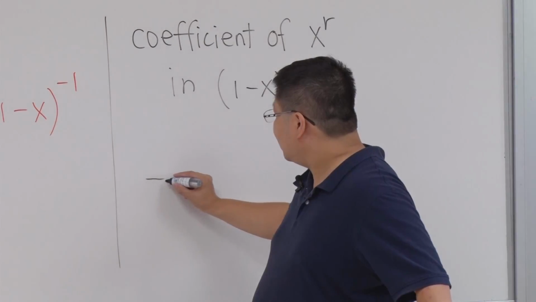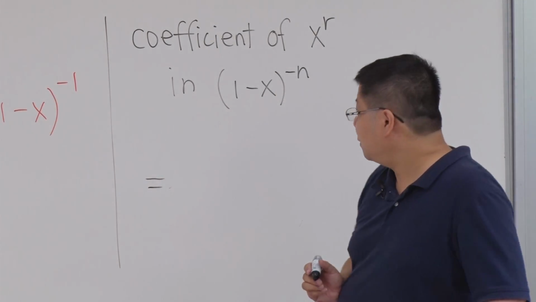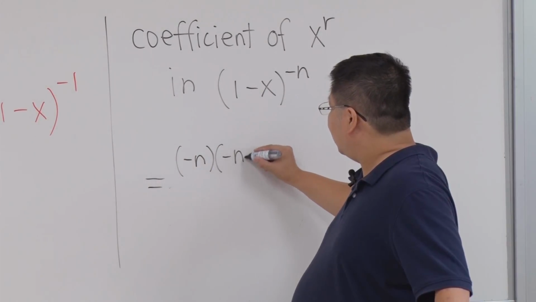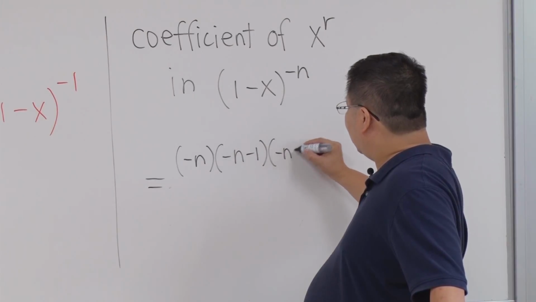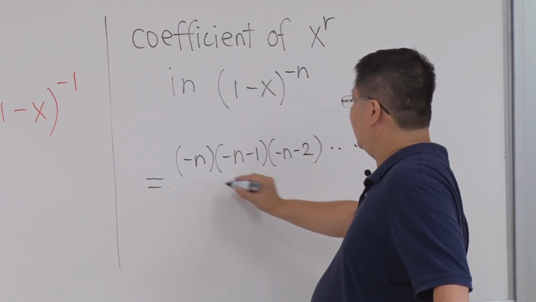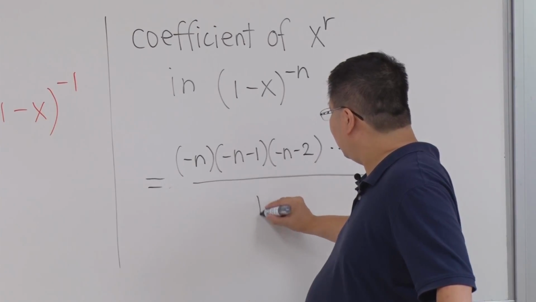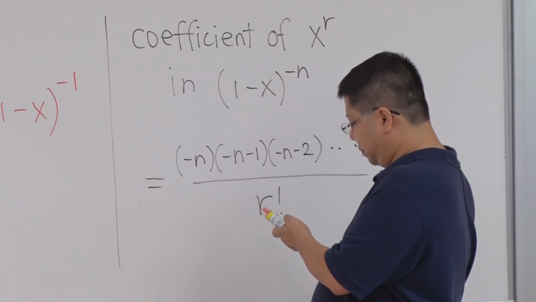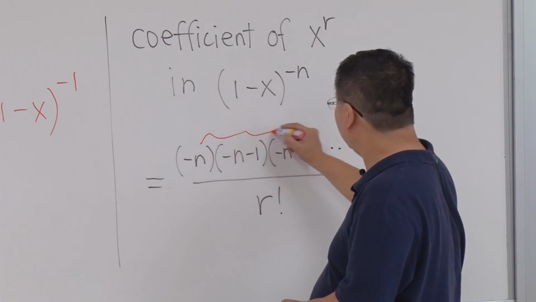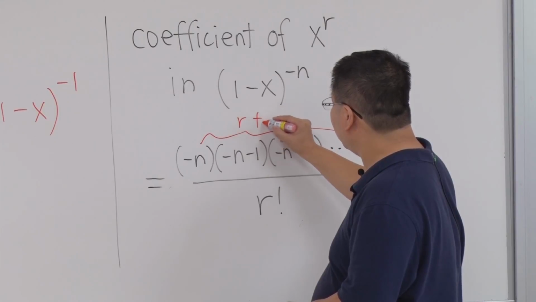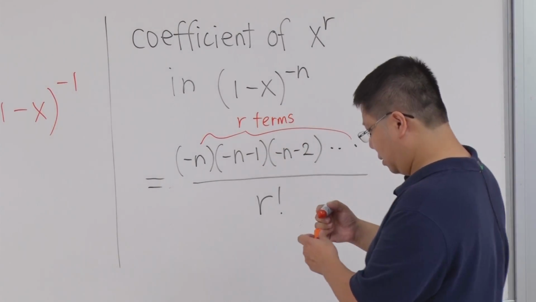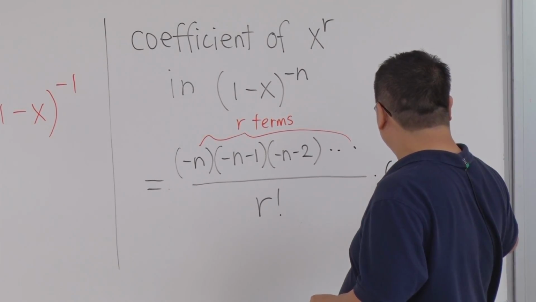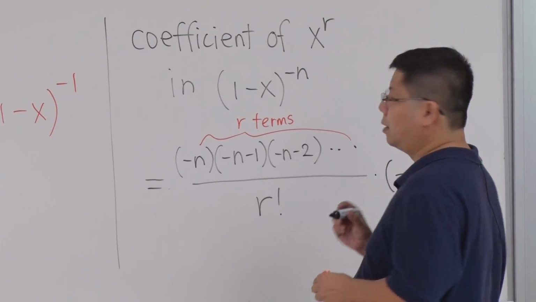So this is going to be what? This is going to be minus n times minus n minus 1 times minus n minus 2, and so on. So altogether there are going to be r terms, times minus 1 to the power r. Is that okay?